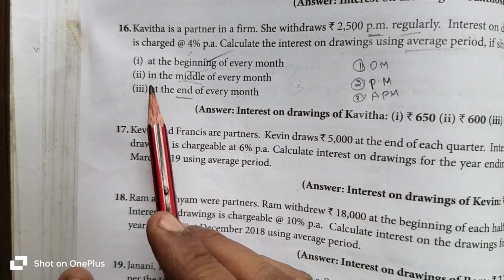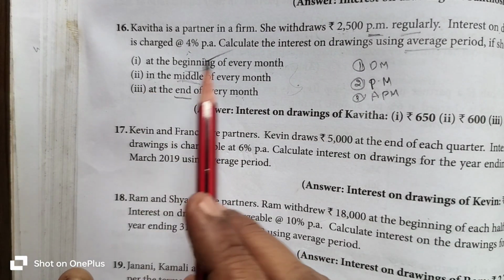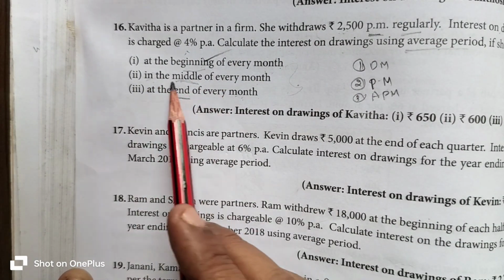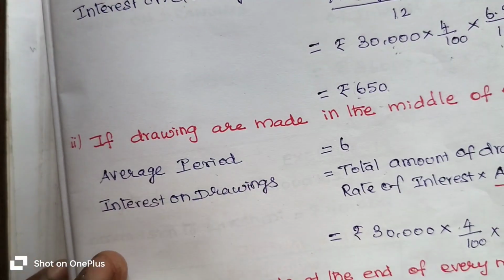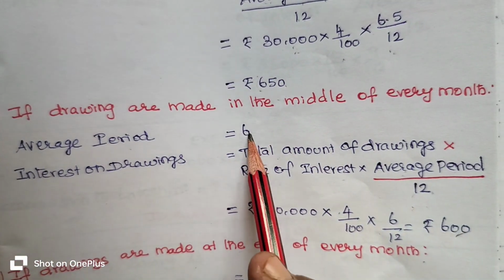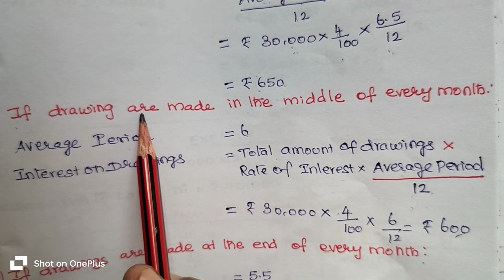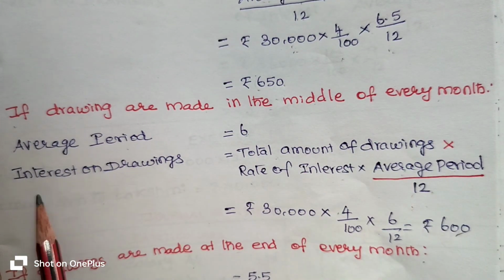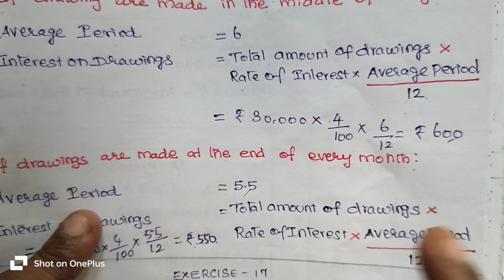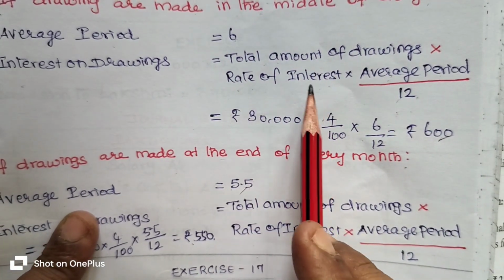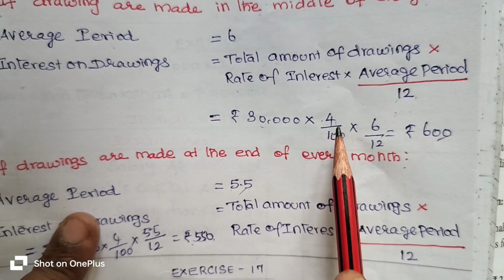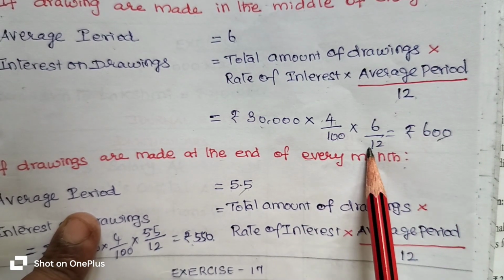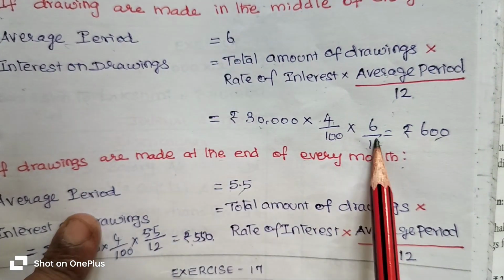Next situation: Kavita takes cash from her business, 2500 rupees, in the middle of every month. What is the average period in the middle of every month? The average period is 6. You have to write the heading: if drawings are made in the middle of every month. Formula applied. As per the format, the total amount of drawings is 30,000 rupees. Rate of interest 4% means 4 by 100, into average period divided by 12. The average period is 6 divided by 12.